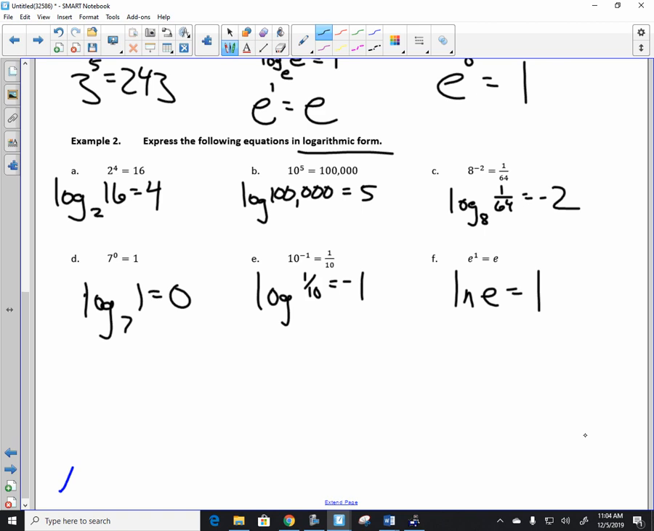Is that the one you guys were having a discussion about? Oh, okay. All right. And then F, since I have e, I do natural log, because that's log base e of e is equal to, in fact, 1. Any questions on that? Flip it over.